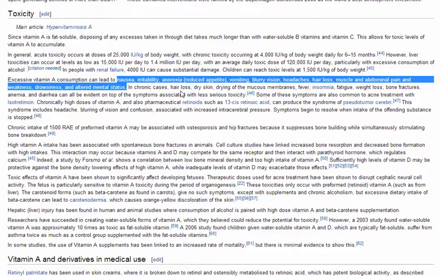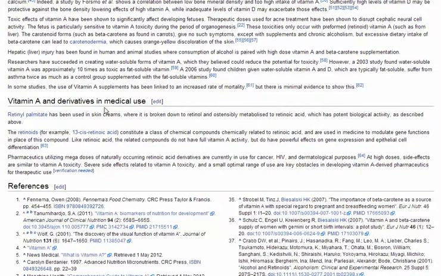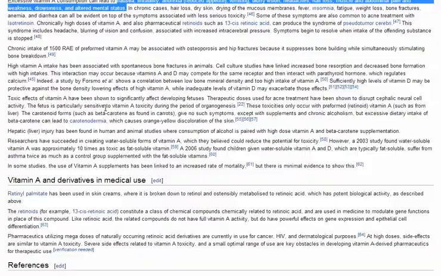In chronic cases, hair loss, dry skin, drying of the mucous membranes, fever, insomnia, fatigue, weight loss, bone fractures, anemia, and diarrhea can all be evident on top of the symptoms associated with less serious toxicity. So again, vitamins are good, but sometimes people begin to abuse them. They take too much of them, and we've got to be really careful of how we treat our diet and how we supplement our diet with these quote-unquote healthy vitamins.